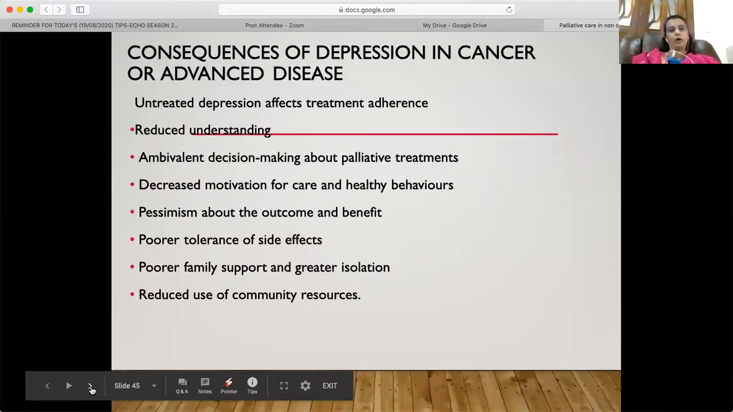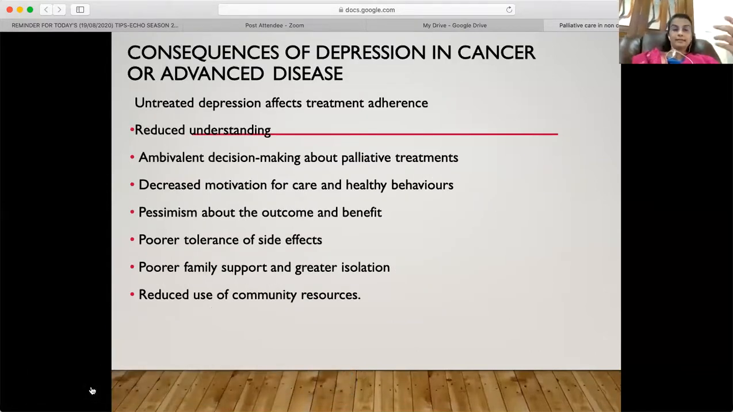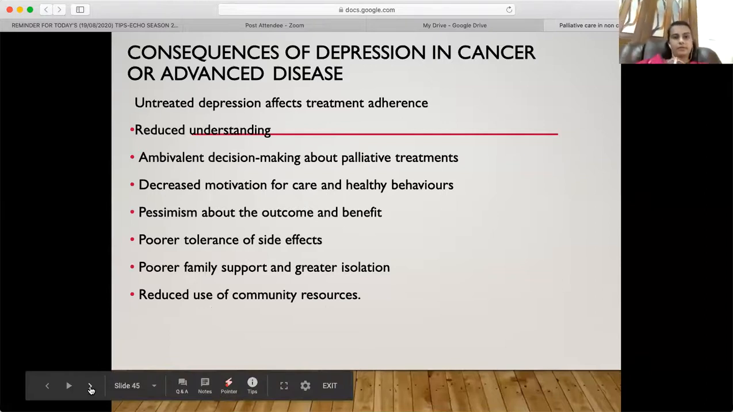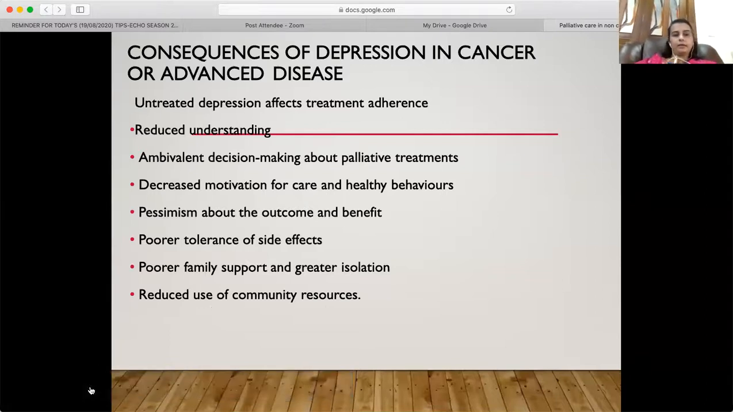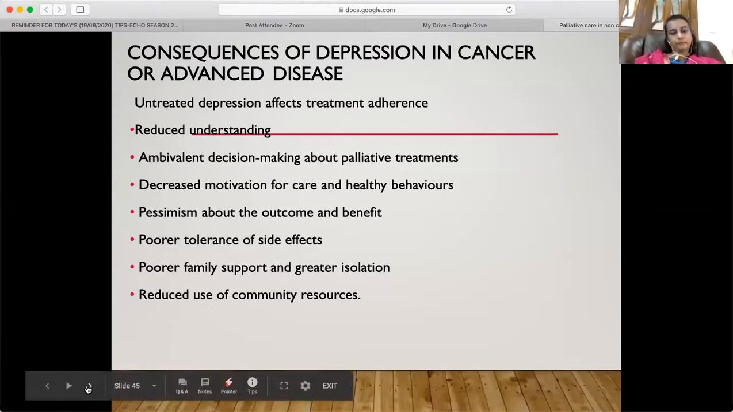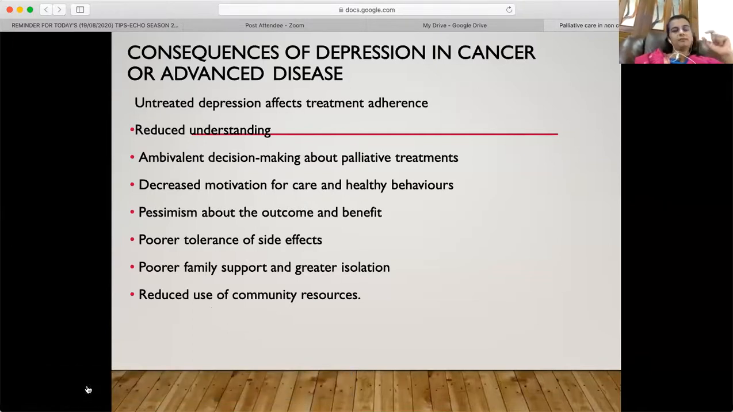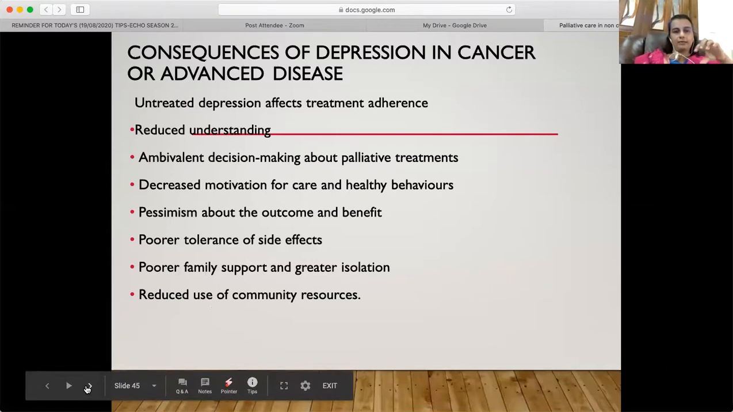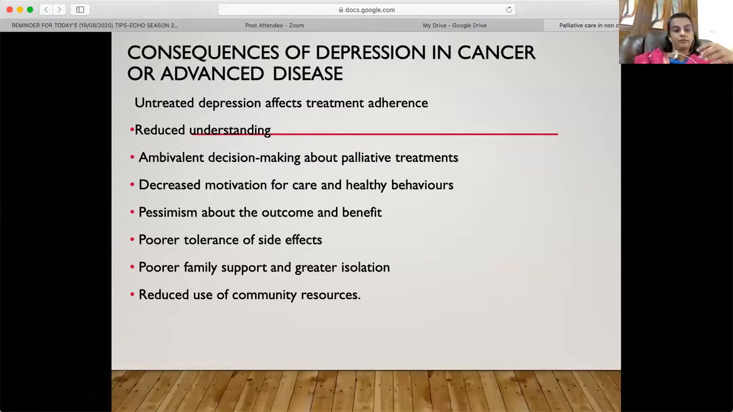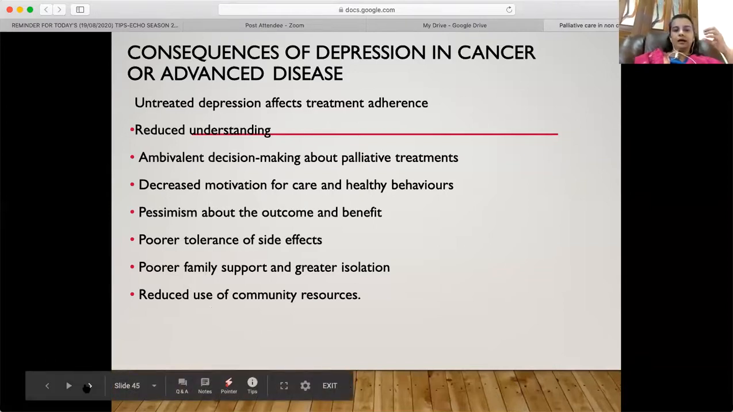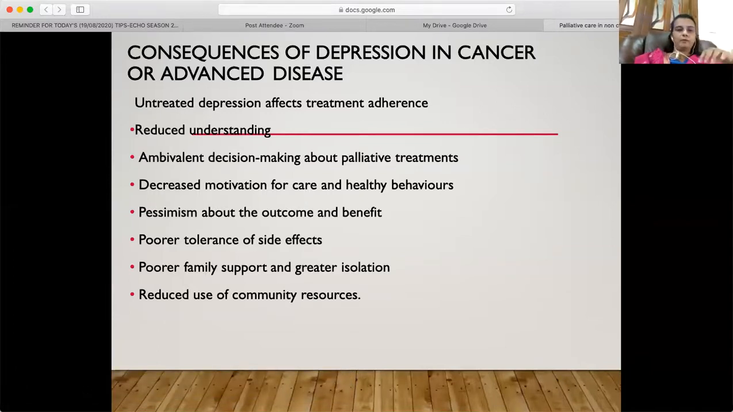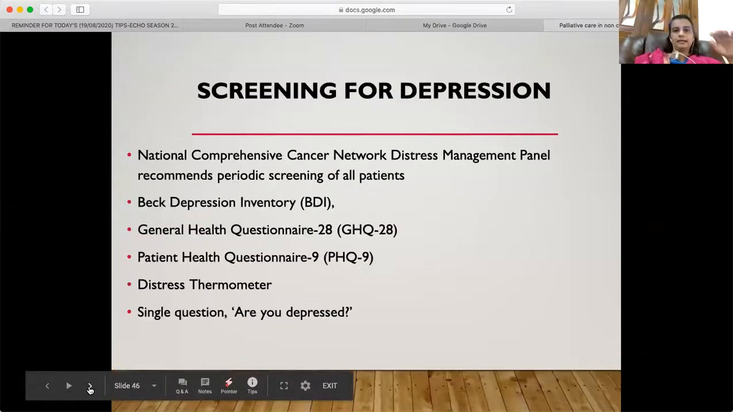Again, it's very common, so what is the consequence? Why do you have to identify depression in cancer patients or advanced disease? One of the important things to understand is compliance to medications. Depression can affect treatment adherence. They can have reduced understanding about the disease, and because of that they can refuse to take treatment. There can be decreased motivation for care and healthy behaviors. They even have poorer tolerance of side effects. And because of the isolation, they can have poor family support, and that will lead to greater isolation. So it's important for us to identify that and even treat that.